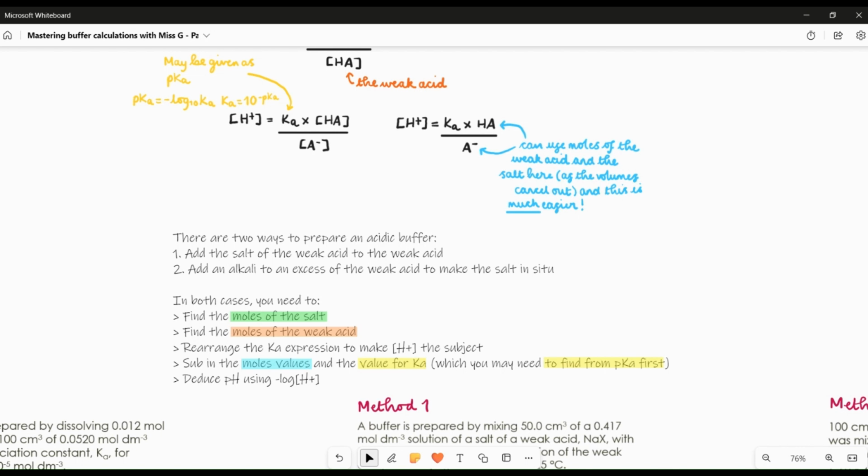Now, in both of those cases, those are the steps we're going to be doing. We're going to be finding the moles of the salt, finding the moles of the weak acid, rearranging the Ka expression to make the concentration of H plus the subject, subbing in the mole values and the value for Ka, which remember we may need to find from pKa first, and then once we've got the H plus concentration, we're going to get the pH. So let's have a go at doing some of these together, and then hopefully you'll be able to use my methodologies and the way I lay out my questions to have a go at some yourself.